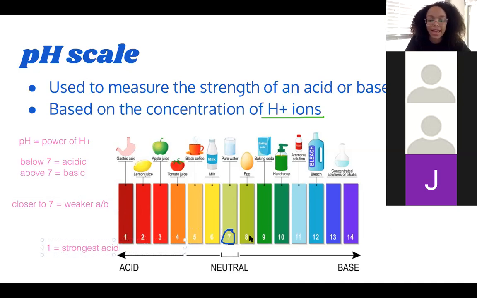Similarly, 8 is a base, but it's really close to 7, so it's pretty weak. That would be something like an egg, okay? It's a pretty weak base. Versus 14 would be the strongest base.